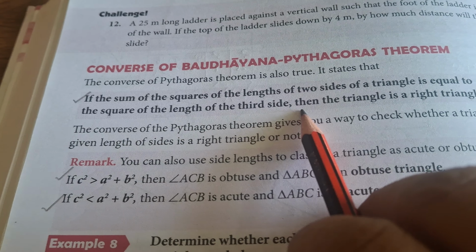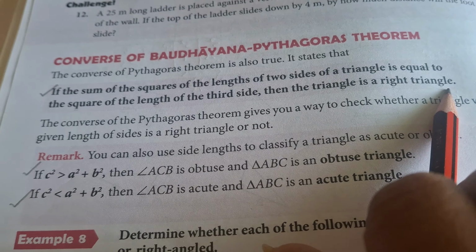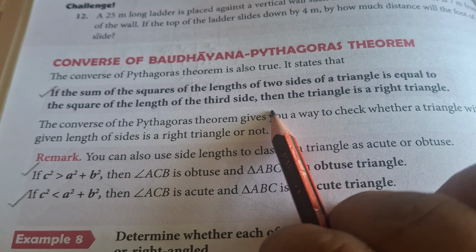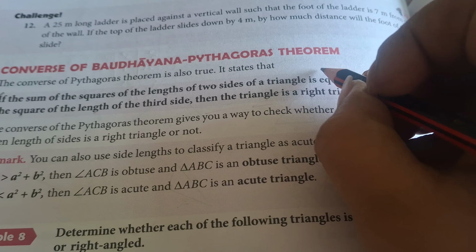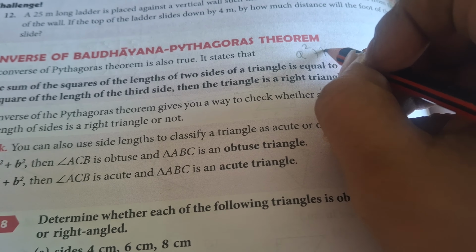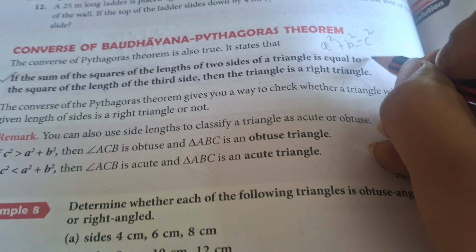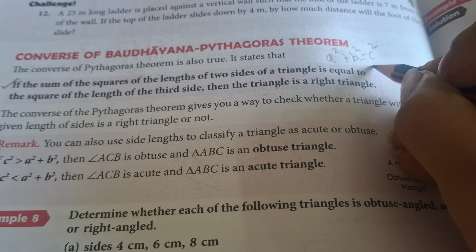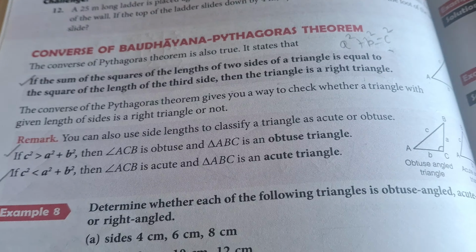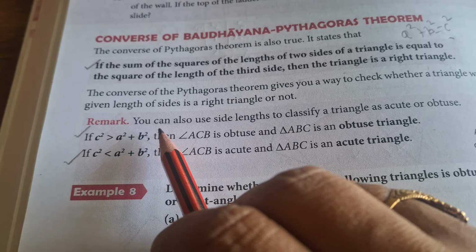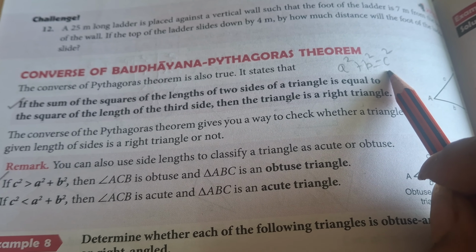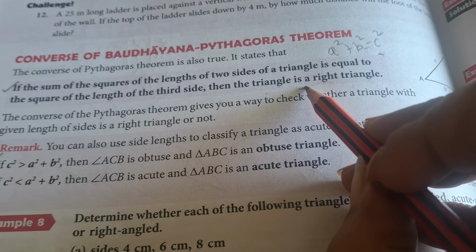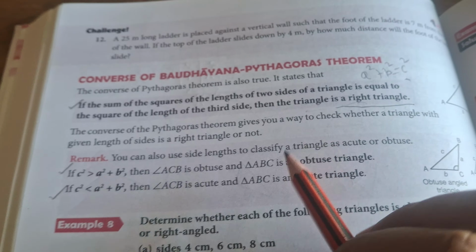If the sum of the squares of the lengths of two sides of a triangle is equal to the square of the length of the third side, then the triangle is a right triangle. That means if a square plus b square is equal to c square, the triangle is a right triangle. This is our first condition.